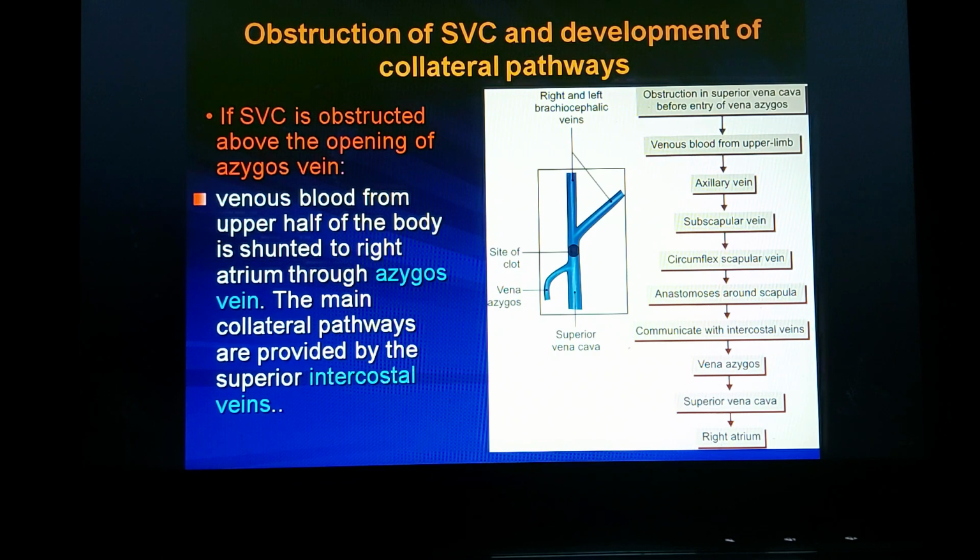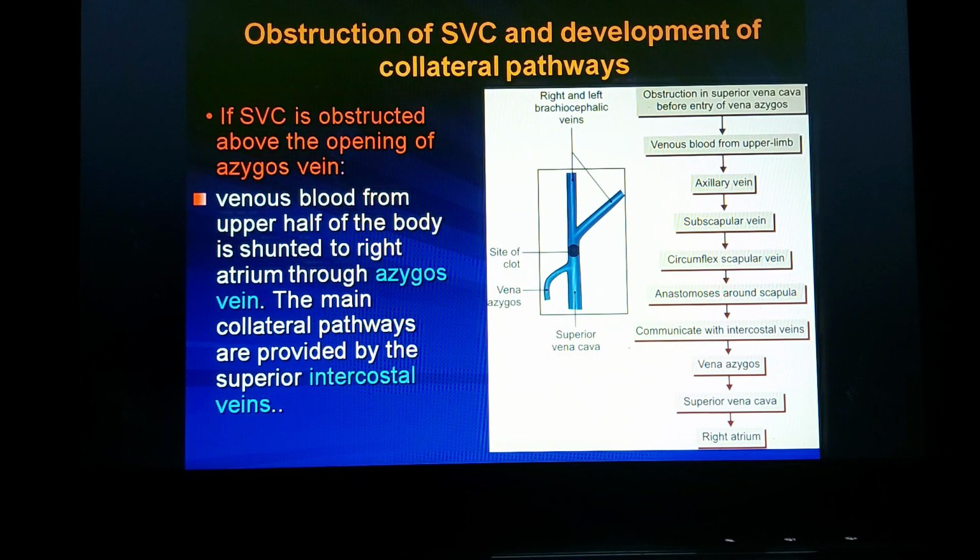First of all, we will start with if the superior vena cava is obstructed above the opening of the azygos vein. Here there will be the superior vena cava, here the arch of the azygos vein, and these two are the right and left brachiocephalic veins. If the obstruction is just above the opening of the azygos vein, at that time what happens?